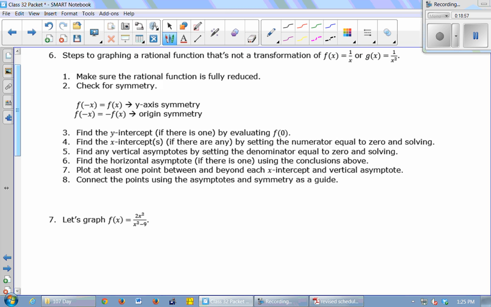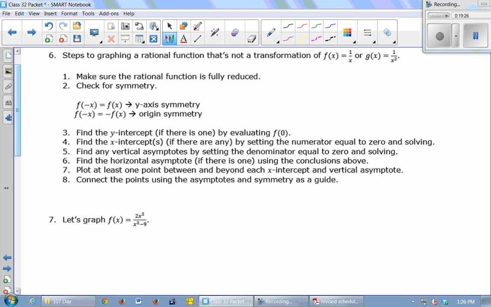Make sure the rational function is fully reduced. That is, factor and cancel anything that you can before you start. Check for symmetry. So if f of negative x equals f of x, you have y-axis symmetry. And if f of negative x equals negative f of x, you have origin symmetry. Find the y-intercept by plugging in 0. Find the x-intercepts by setting the numerator to 0 and solving.